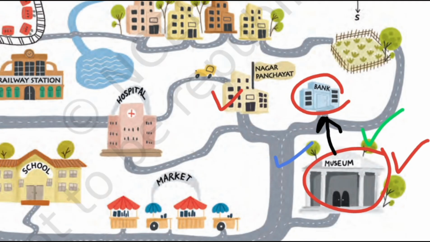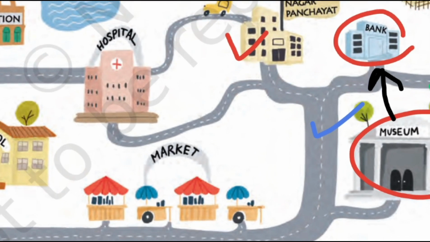Okay, we want to find out in which direction the hospital is with respect to the market. With respect to market, hospital is in which direction? Reverse we already did. So we are taking market as a reference point. This is the reference point.